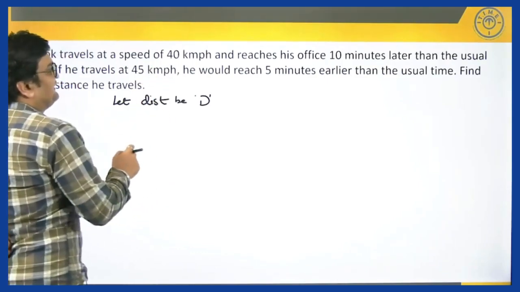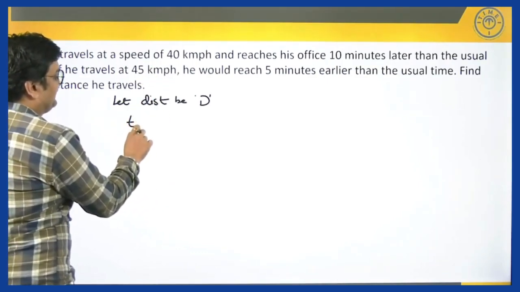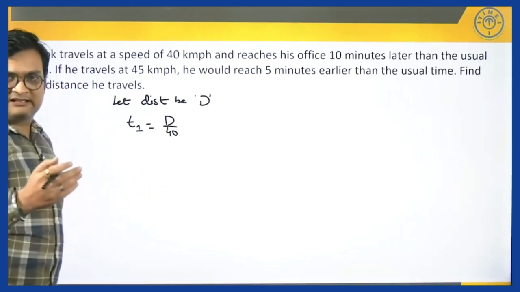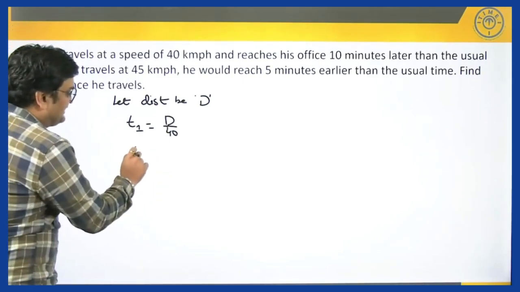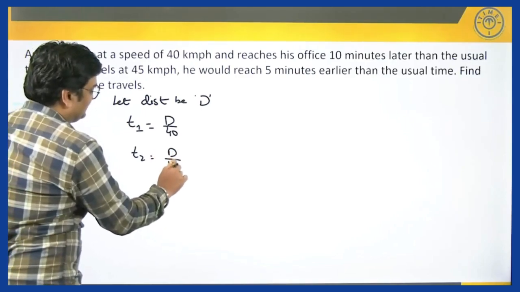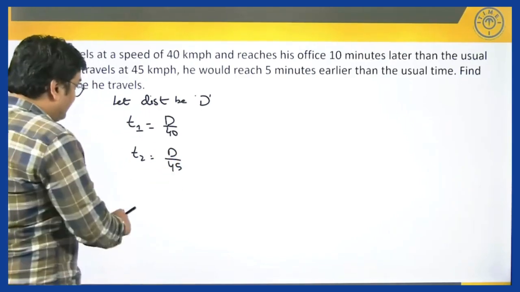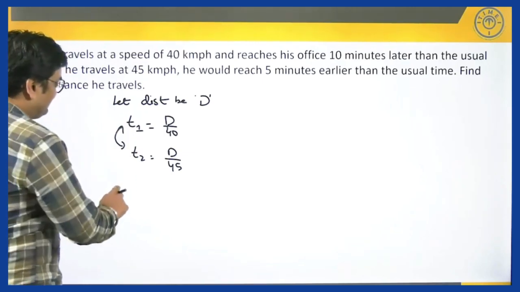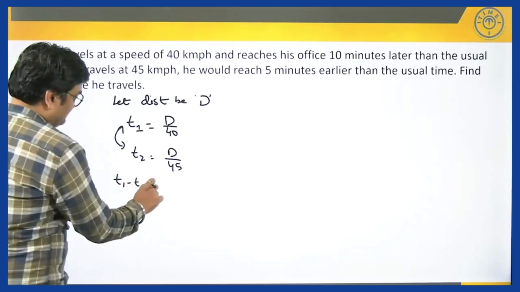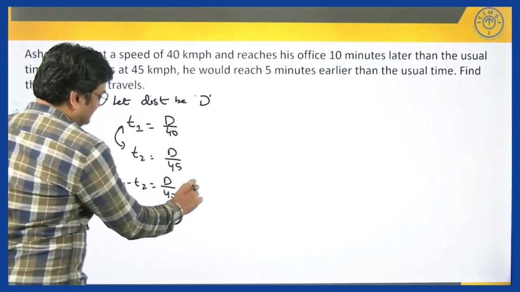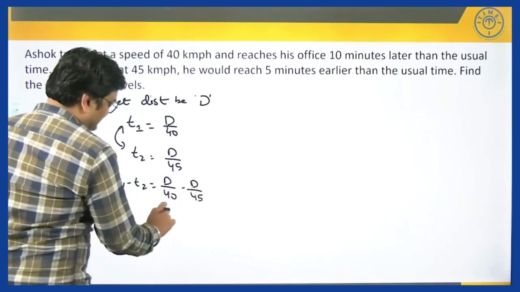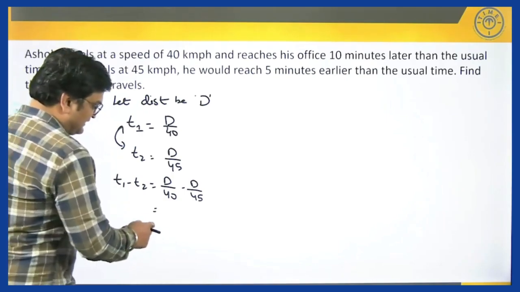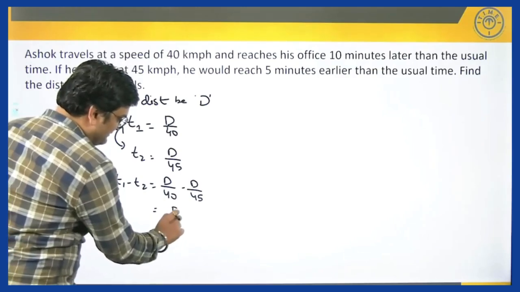In the first case, he is traveling at 40 kmph. So, what will be the time taken in the first case? It will be d upon 40 hours, distance by speed. What will be the time taken in the second case? It's going to be d upon 45 hours. Now, when I find the difference between these two times, what will be t1 minus t2? This will be d by 40 minus d by 45. If you take the LCM, what will be the LCM? 90, 180, 360, right, 360. 9 times and 8 times, so it's going to be d by 360.